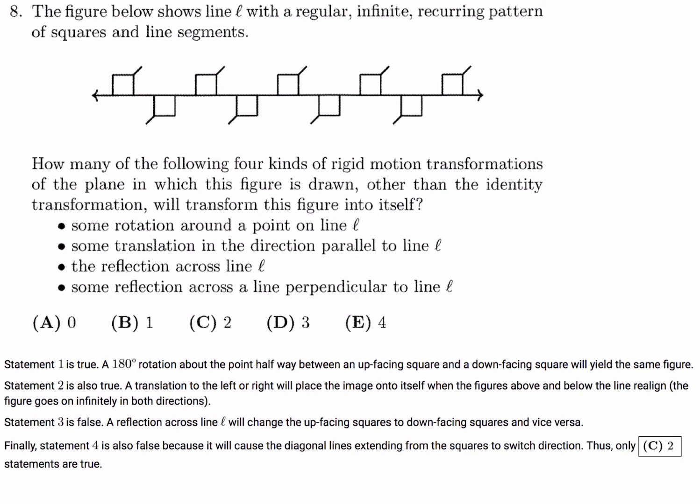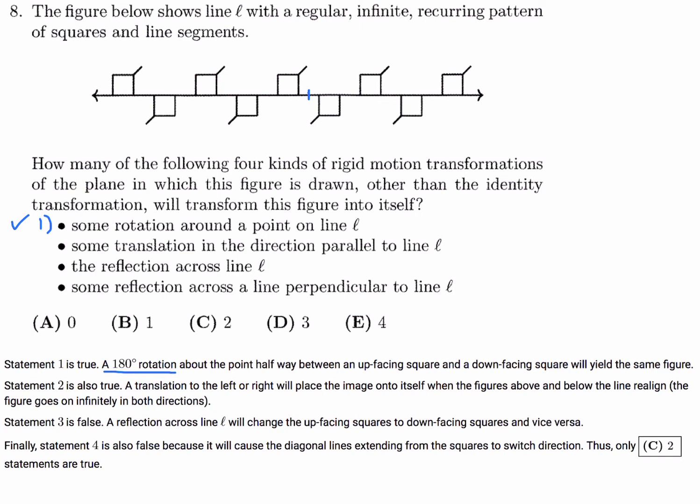So, first let's talk about this statement here. Statement number 1, some rotation around a point on the line L. So this is L right here, that line. Well, if you do a rotation, so for example, a 180-degree rotation about a point halfway between an up-facing square and a down-facing square, you will get the same figure. So this is a point halfway, this is another point halfway, and so on, right? Here's another point halfway between an up-facing square and a down-facing square. And if you rotate it 180 degrees all the way like that, it'll end up being the exact same. So number 1 is fine.